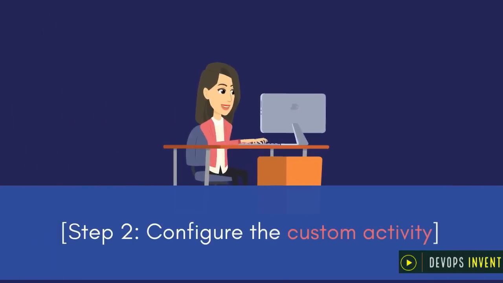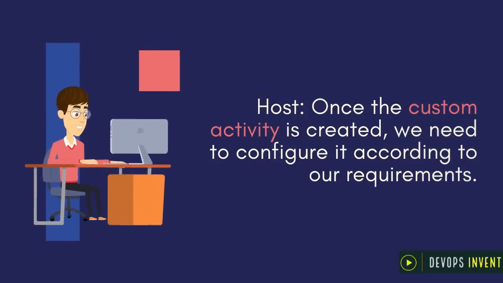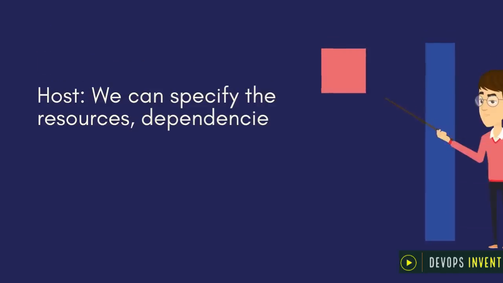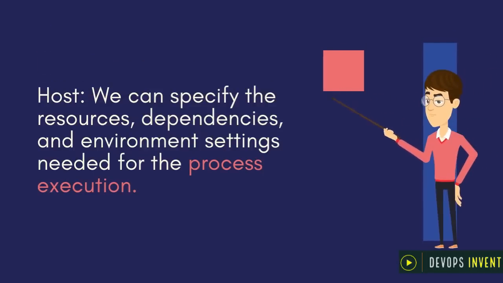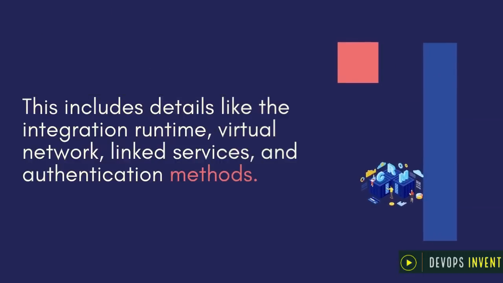Step 2. Configure the custom activity. Once the custom activity is created, we need to configure it according to our requirements. We can specify the resources, dependencies, and environment settings needed for the process execution. This includes details like the integration runtime, virtual network, linked services, and authentication methods.